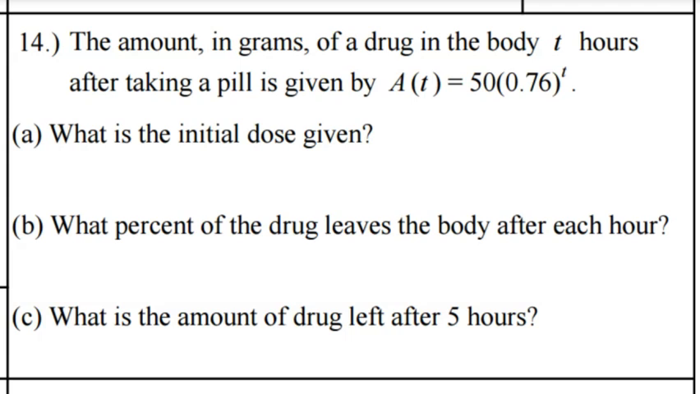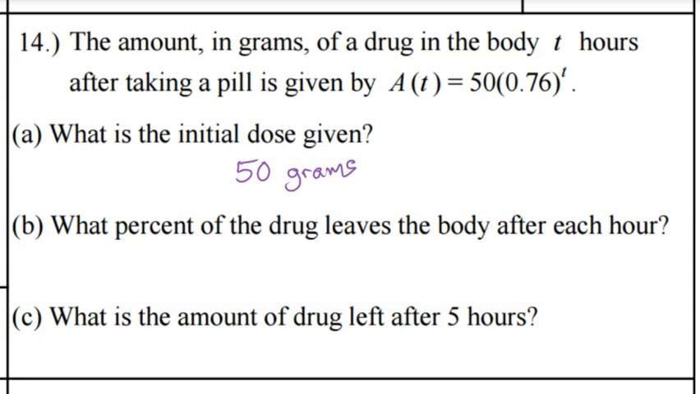And the first question says, what is the initial dose given? Remember that initial means starting, so it's the starting value, which is the number in front of the growth factor. In this case, that's 50. We could call it a population, but really it's a dose because it's a drug. So the answer is 50 grams. 50 grams is the initial dose.